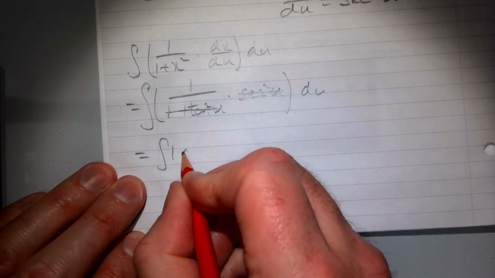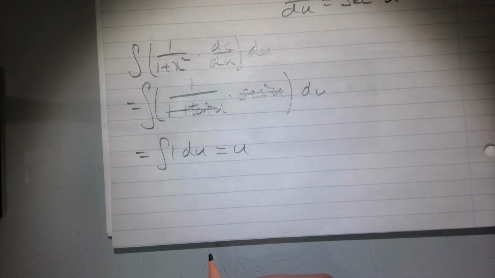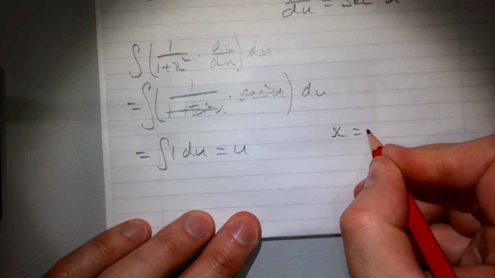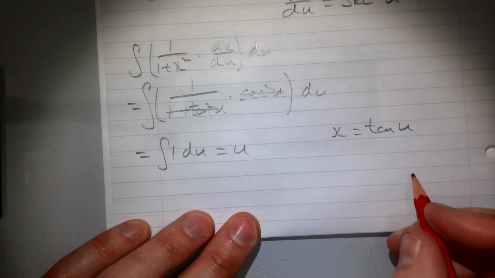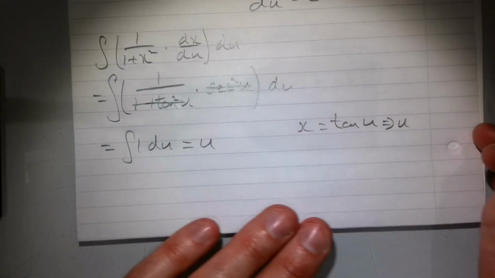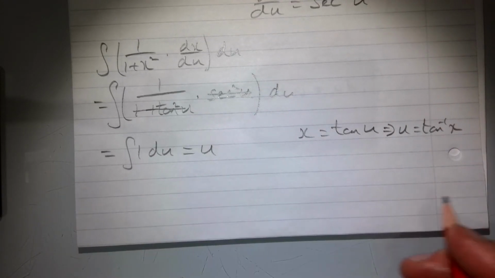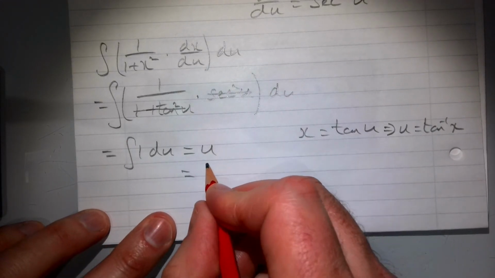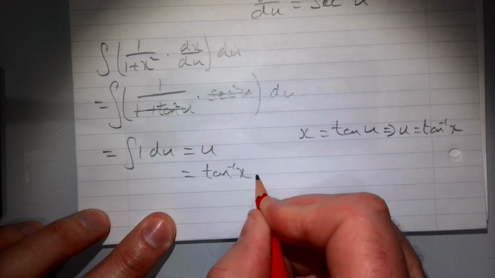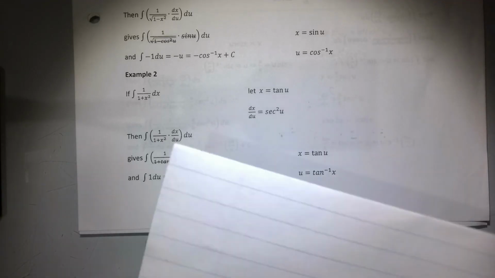So again we're just integrating 1 with respect to u. That gives us u. We have x is tan u, which I have written up above, and that gives us u is tan to the minus 1 of x. So this integrated is tan to the minus 1 of x plus c. And we'll take a look at one of the examples on the other side as well.